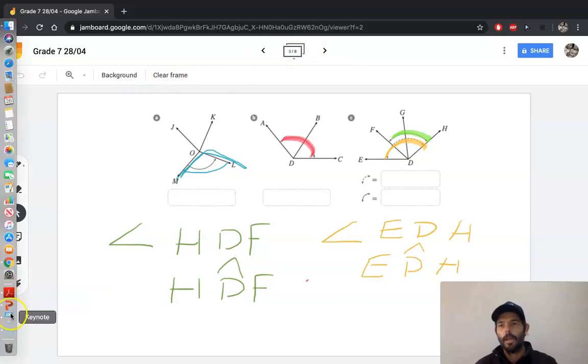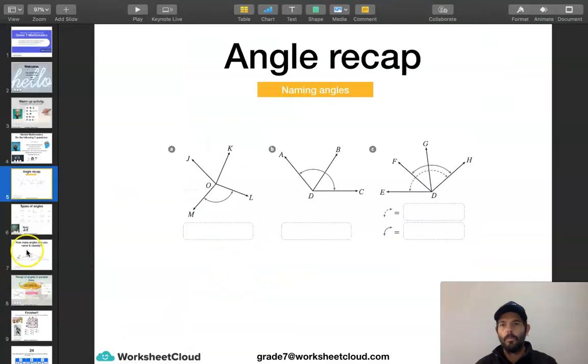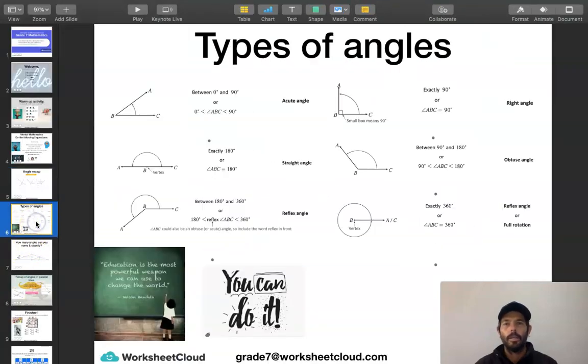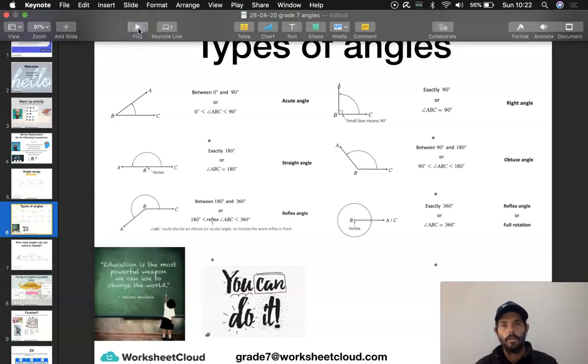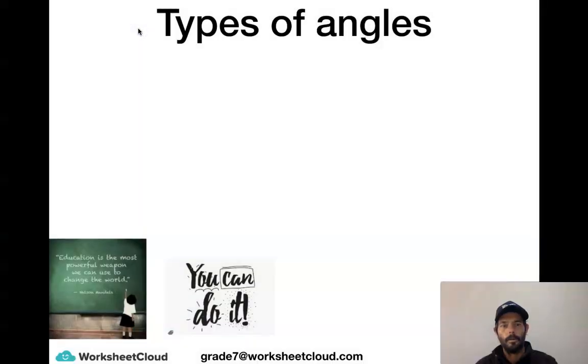Okay, so that's naming angles. So that's a recap from grade 5, grade 6. Then just quickly types of angles. Okay, so we know that acute angles are small angles. They're between 0 and 90. I think I've actually designed it so you can, there we go. Okay, so your acute angles are between 0 and 90.